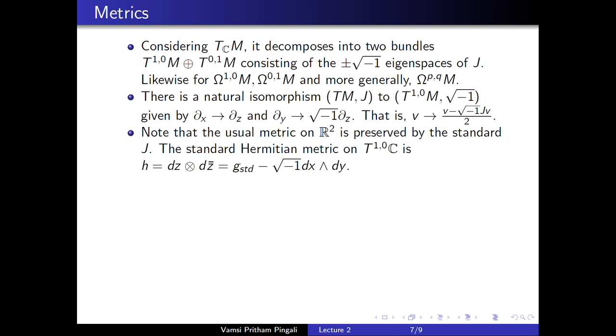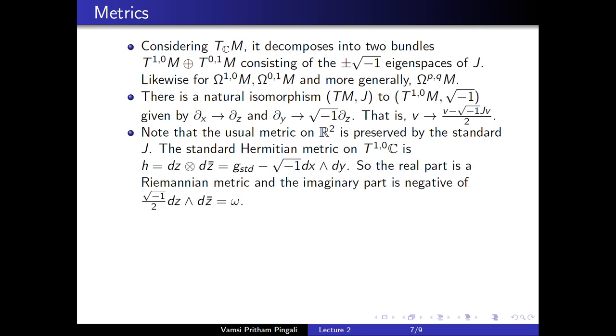So fascinatingly enough, the real part of H is a Riemannian metric. The imaginary part up to a sign is a 2 form, right? And that 2 form can be written like this, dz wedge dz bar. Also, notice another fascinating point. If I give you this 2 form, you can recover this metric back by simply changing the wedge product to a tensor product. Up to a factor, of course, don't worry about that. But that's how you can do it, right?